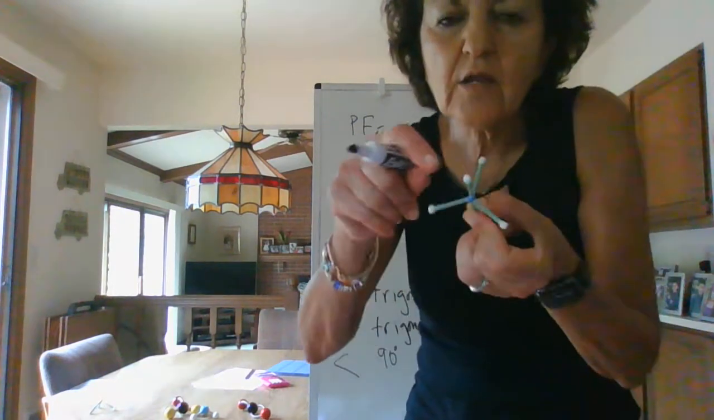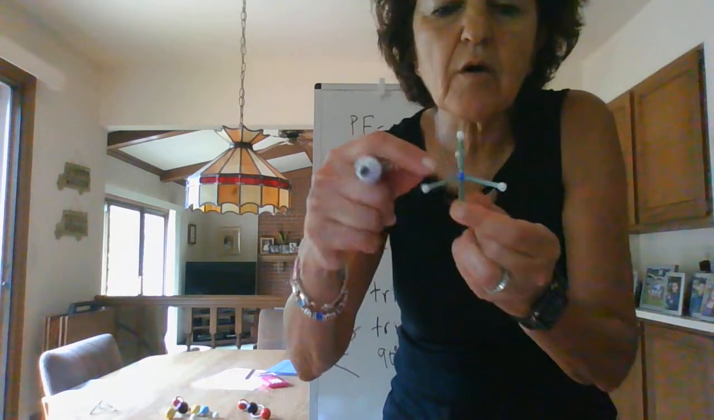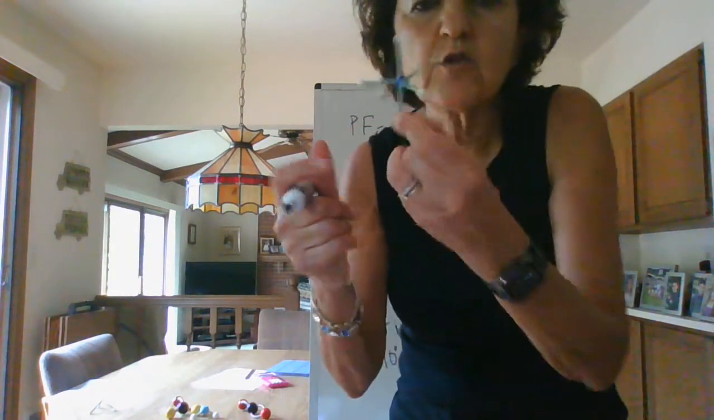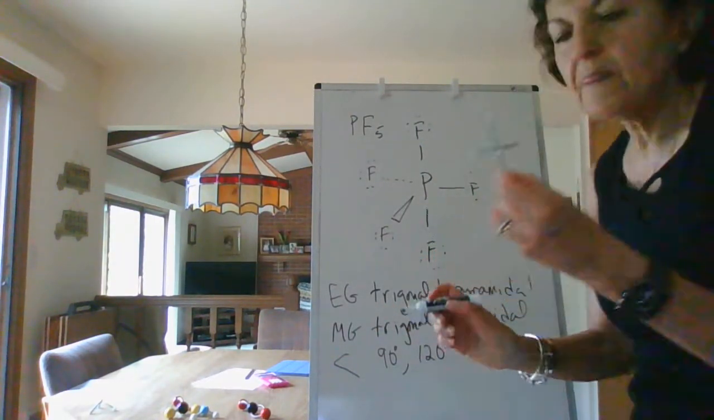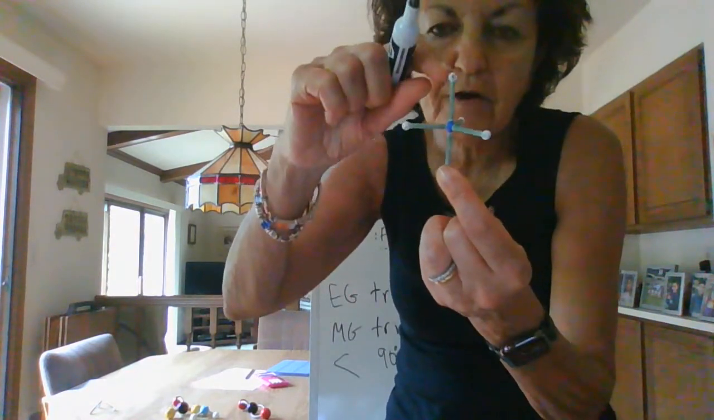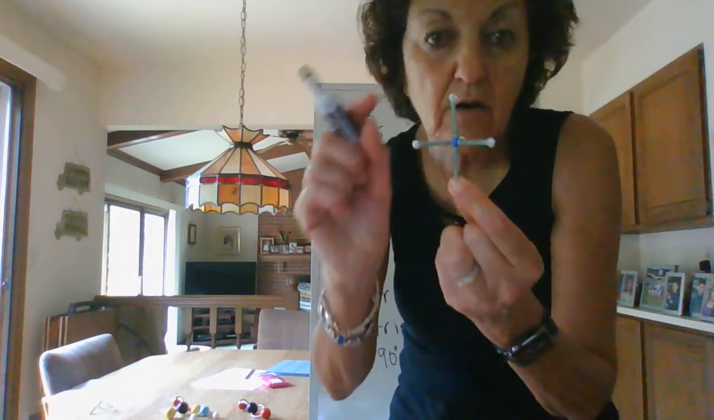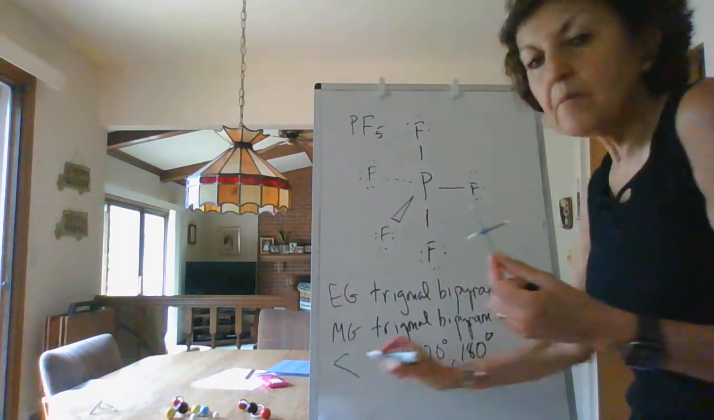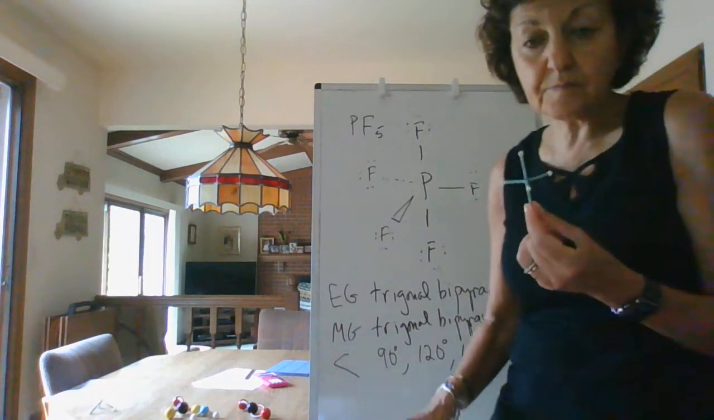Okay. Can you see in this equator area that it's like a circle divided into 3 parts? So each angle here is going to be 120. So 90, 120. And then can you see the two axial ones from fluorine, phosphorus, fluorine, this long line here, that's going to be 180. So you have three angles in this trigonal bipyramidal.